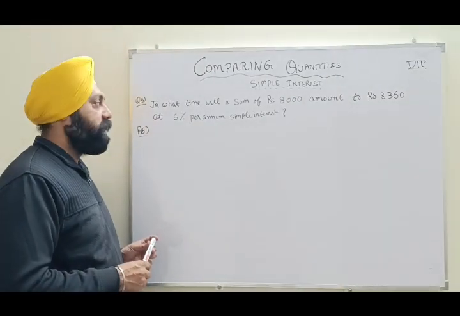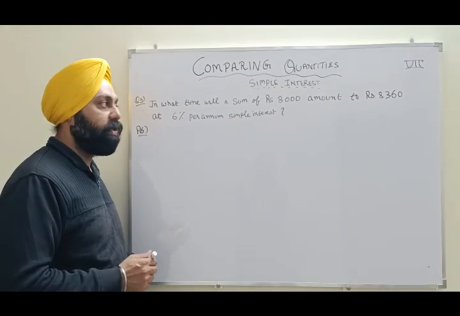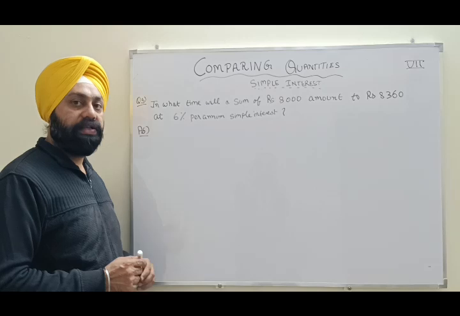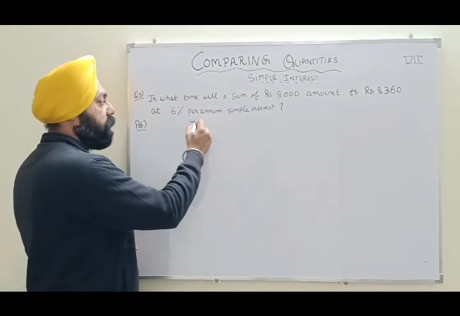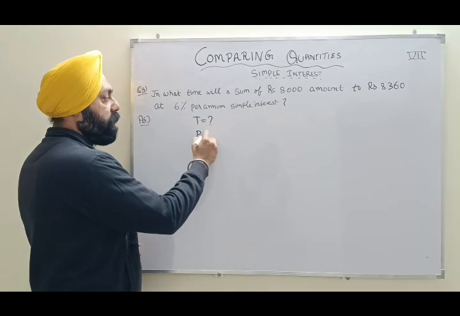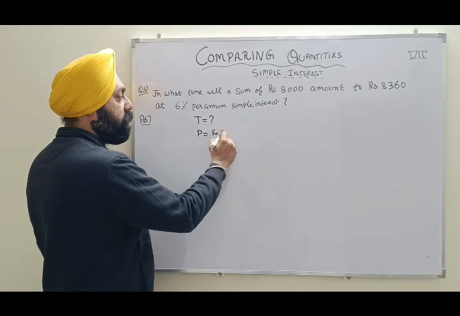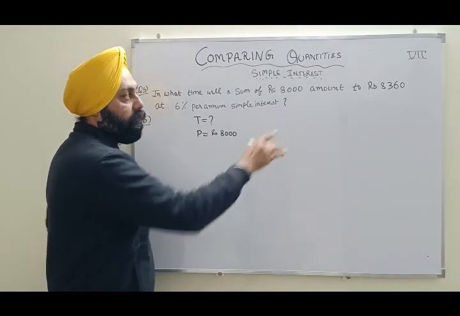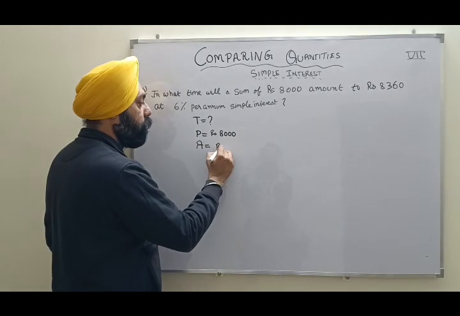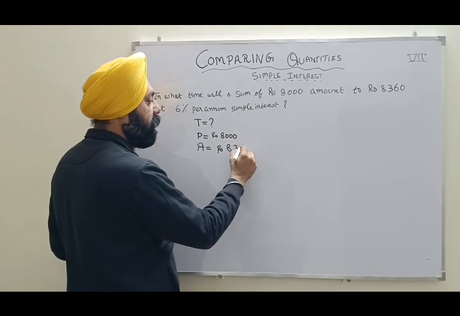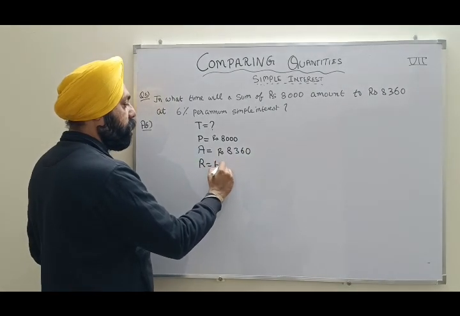So the next question is, in what time will the sum of rupees 8,000 amount to rupees 8,360 at 6% per annum simple interest? So in what time means we have to find the time. The principal, a sum of 8,000. Sum means principal. So principal is rupees 8,000 and it is written amounts to rupees 8,360, so this is given as amount. Amount is always bigger than the principal.